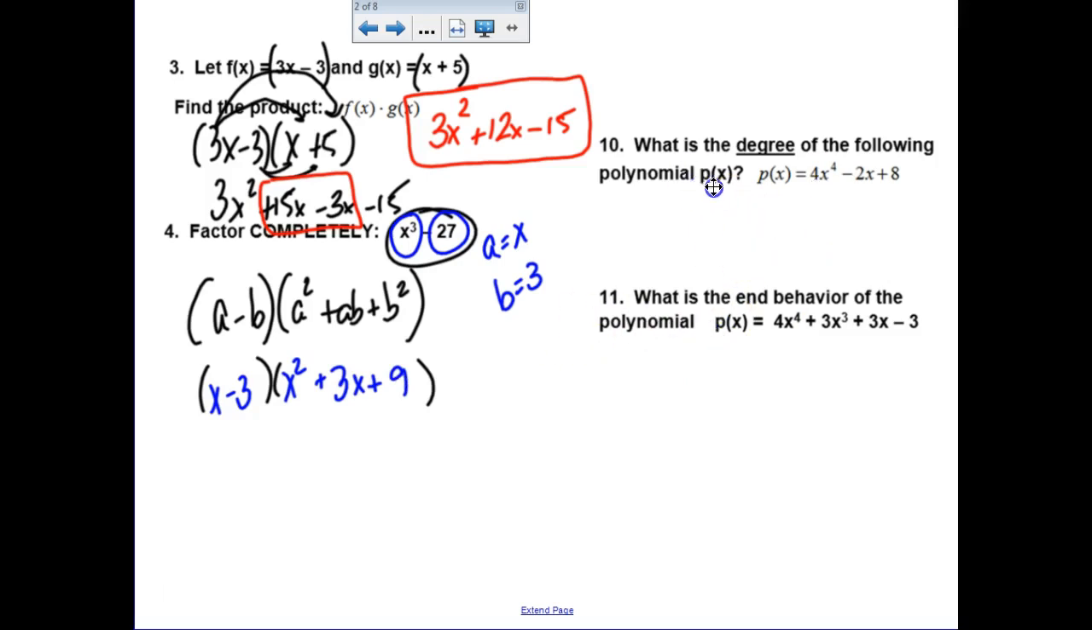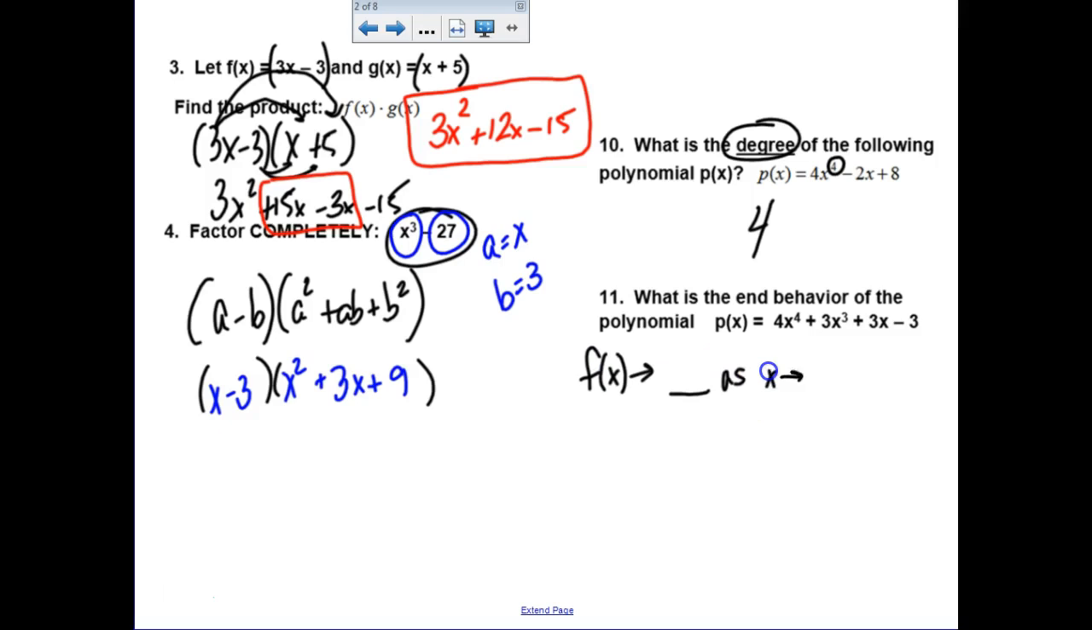All right, moving over to number 10. This is a vocab question. The degree is the highest exponent. So when I look at this question, I see the highest exponent is a 4, so this is a degree 4. And behavior. You won't be filling it in, you'll be selecting the proper one on a multiple choice test.